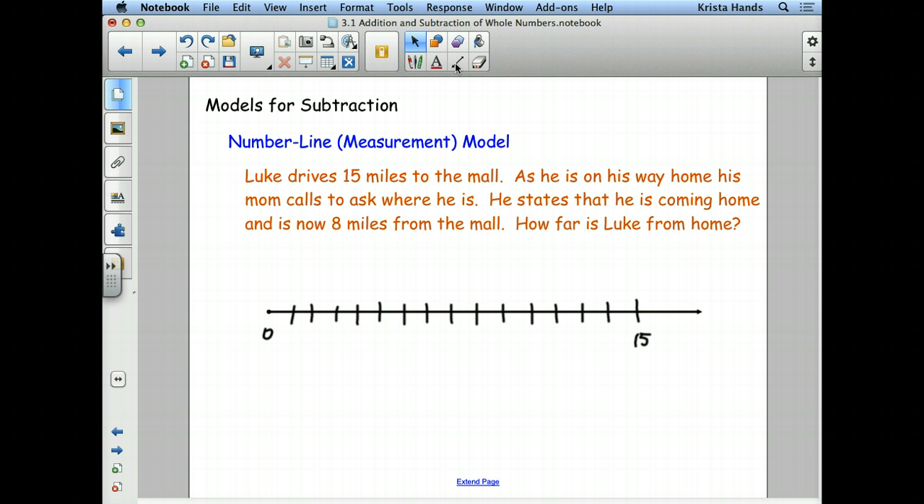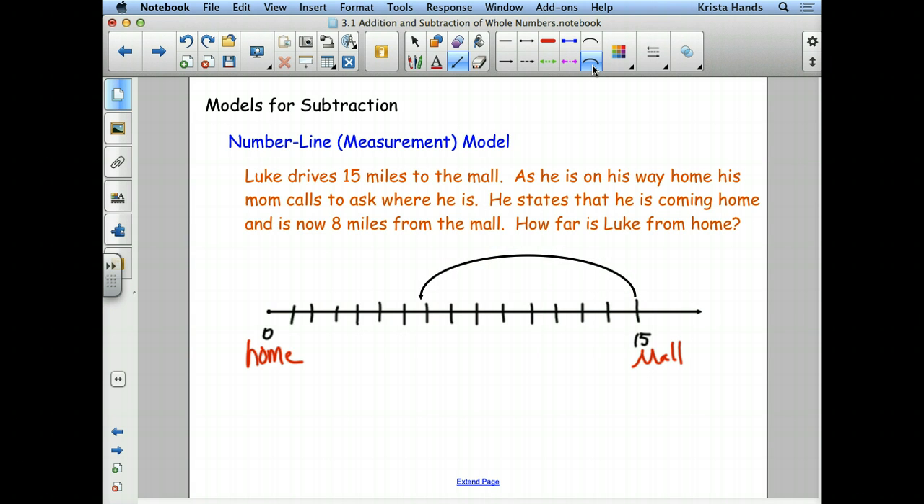There are various ways that you can do this. I'll use an arrow. We're going to take 15 and we're going to go backwards. How far are we going to go backwards? 8. So image-wise, here is Luke's home, and this is the mall. He's told his mom that he is 8 miles from the mall. He's already driven 8 miles home. So picture-wise, we are 8 miles backwards. I'll change it if I didn't get quite far enough. Let's see, 1, 2, 3, 4, 5, 6, 7, 8.